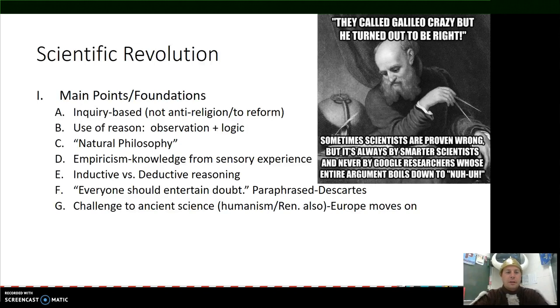Scientific revolution. So the main points, the main ideas of this, it is an inquiry-based time period. This is not a time period of being anti-religious. It's not a time period of trying to reform. We'll get to that later into the Enlightenment. This is kind of a stepping stone to take us there.